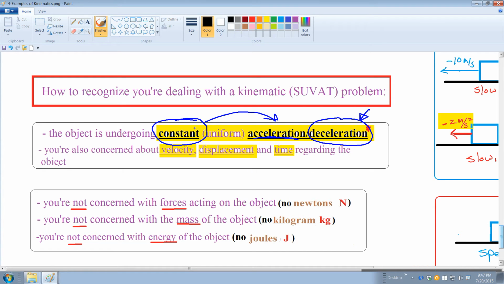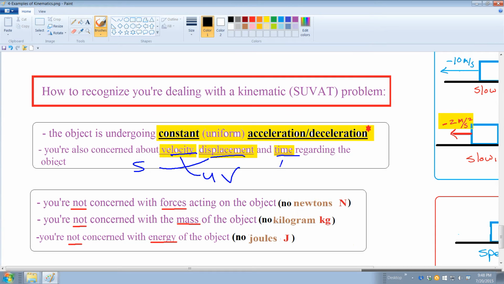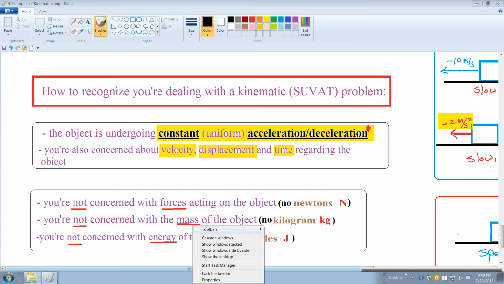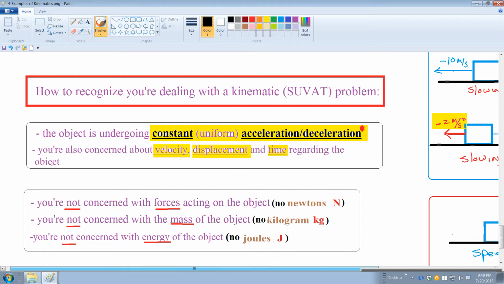The other thing you want to do is look for the things that kinematic problems deal with, and that is SUVAT: displacement, velocity, initial and final, and time. So your SUVAT problem, or your kinematic problem, is going to have constant acceleration and the 5 parameters of SUVAT. You're not going to be dealing with newtons. You're not going to be dealing with kilograms or joules. If you see that, think dynamics or statics problem.